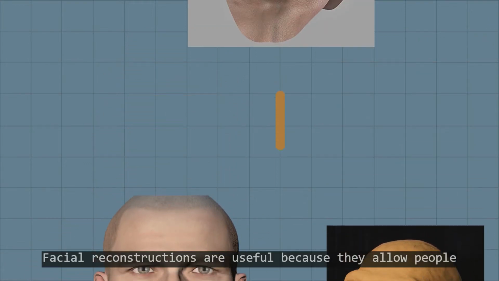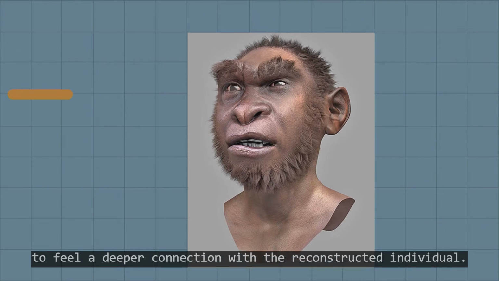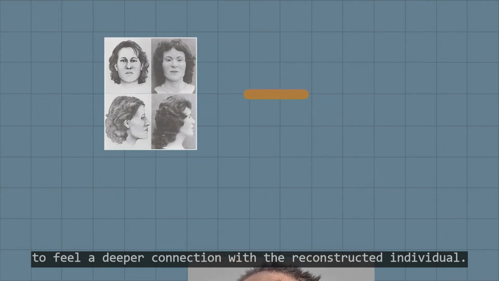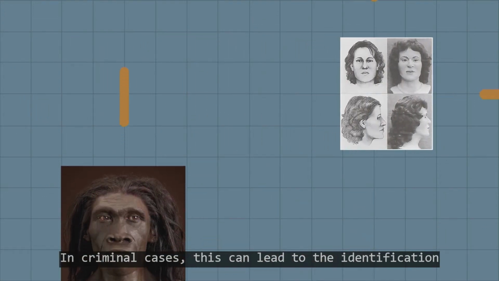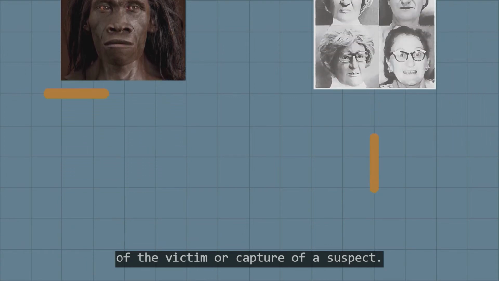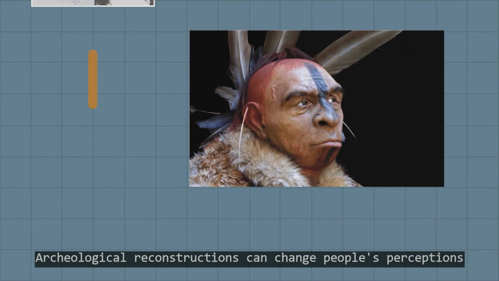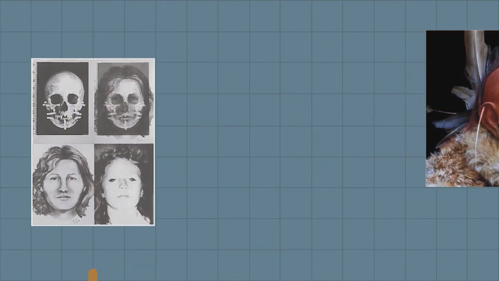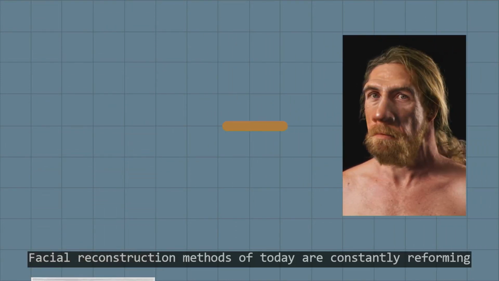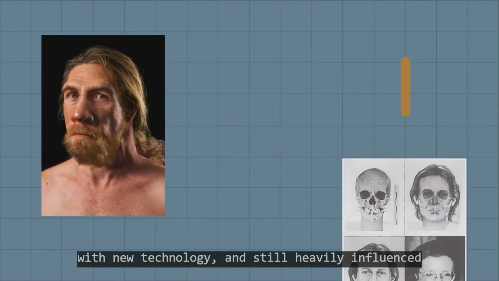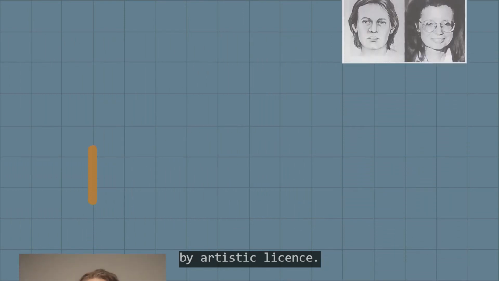Facial reconstructions are useful because they allow people to feel a deeper connection with the reconstructed individual. In criminal cases, this can lead to the identification of the victim or capture of a suspect. Archaeological reconstructions can change people's perceptions of our ancient ancestors. Facial reconstruction methods of today are constantly reforming with new technology and still heavily influenced by artistic license.